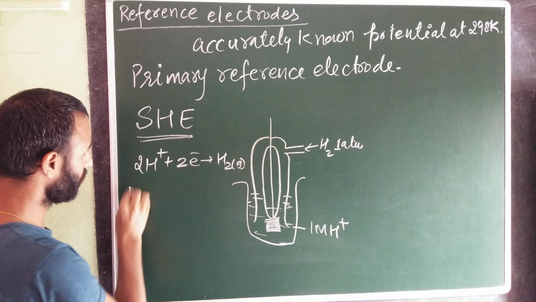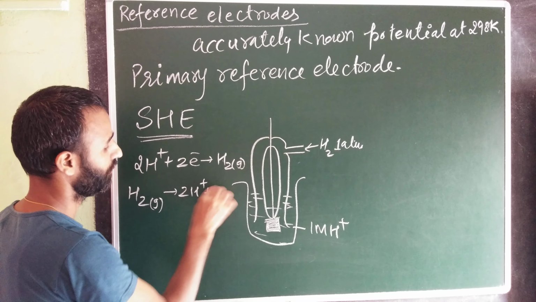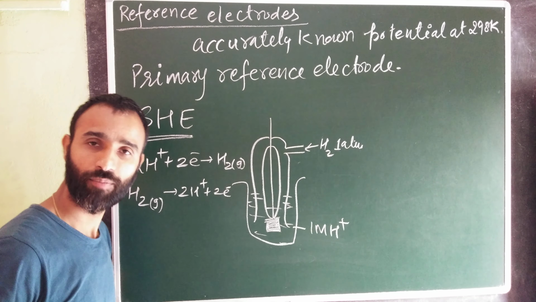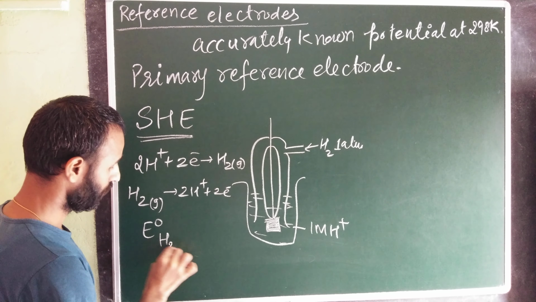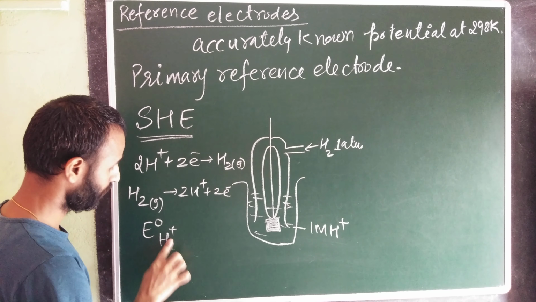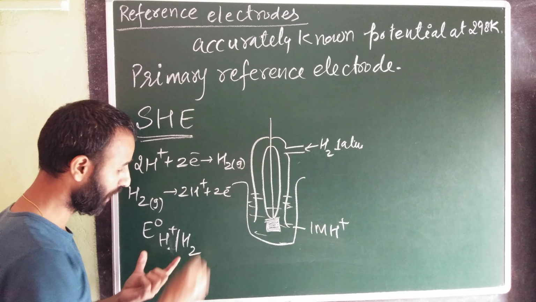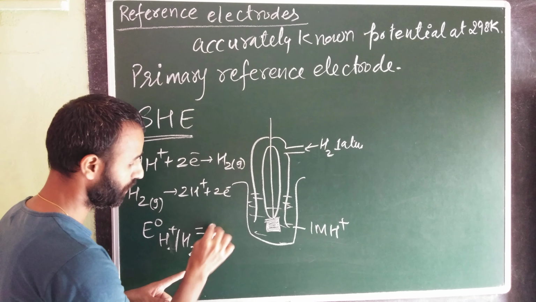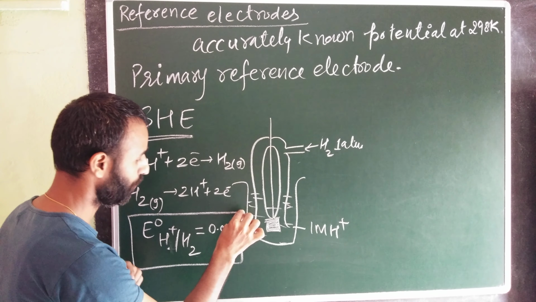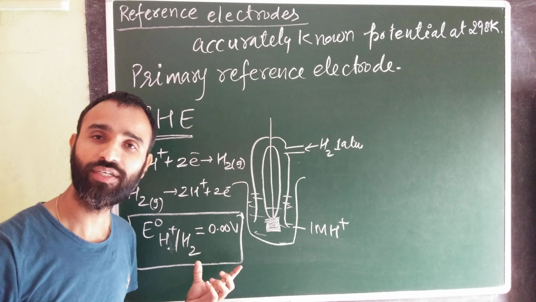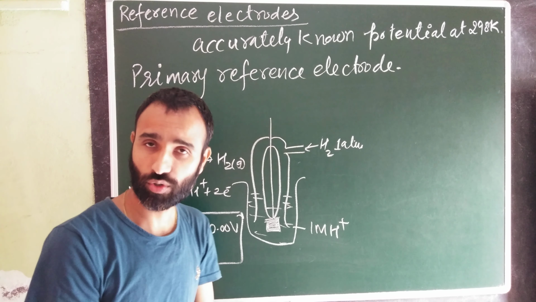If oxidation takes place, then, okay. Now the value of standard electrode potential of hydrogen electrode is 0. Arbitrarily it is fixed as 0, right? So this is primary reference electrode.